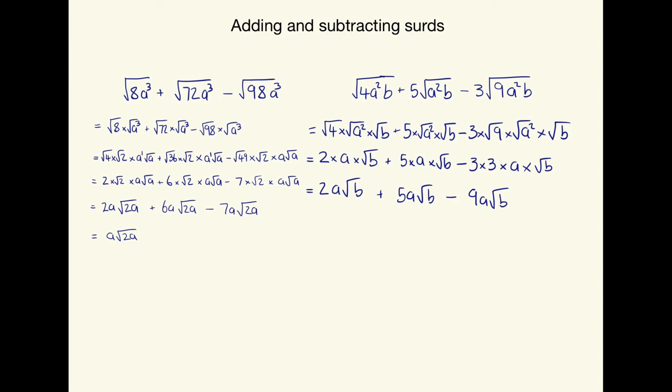All we need to do is recognize that our roots are the same. We can now add and subtract the terms on the outside. So I've got 2a plus 5a, that is 7a, and then I need to subtract 9a. That's going to give me negative 2a root b.